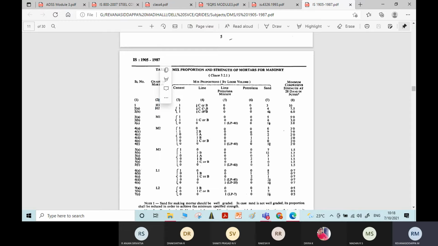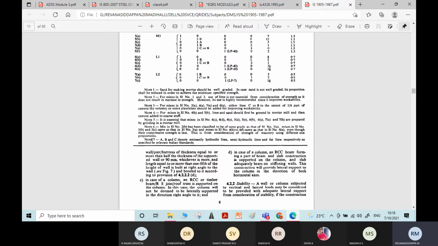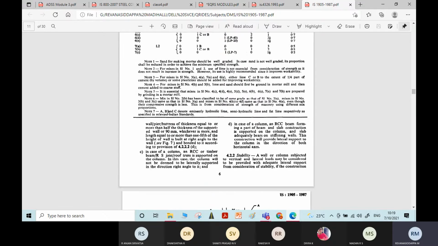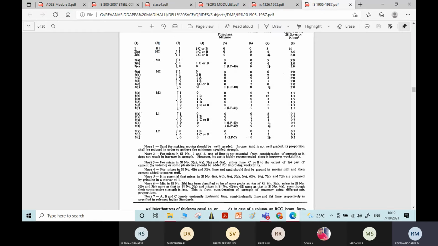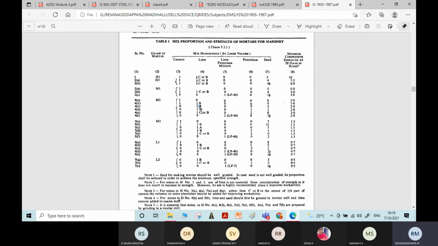1:0.25:3. Here again, in the lime, A, B, C is mentioned, because there are different types of lime. Lime is divided into hydraulic lime, semi-hydraulic lime, and fat lime. A represents hydraulic lime, B represents semi-hydraulic lime, and C represents fat lime.